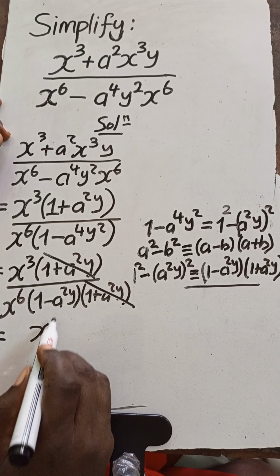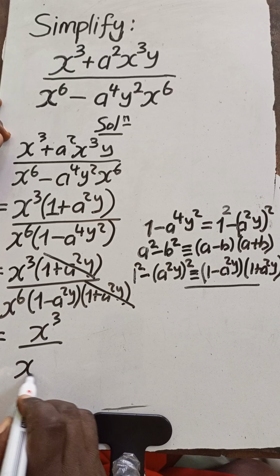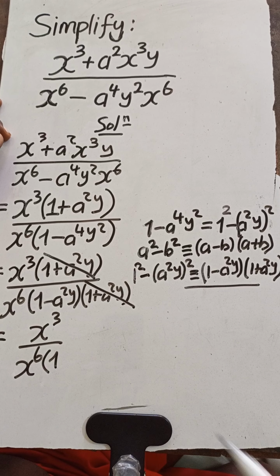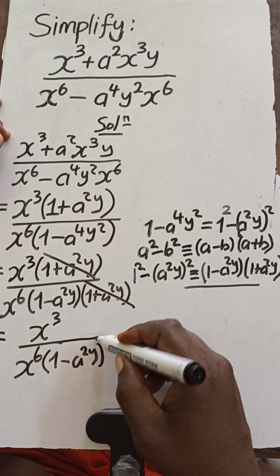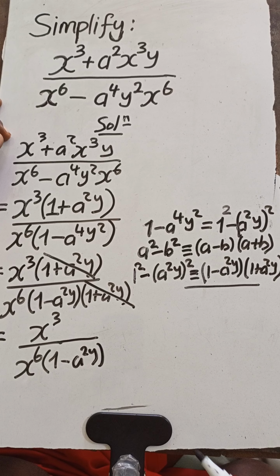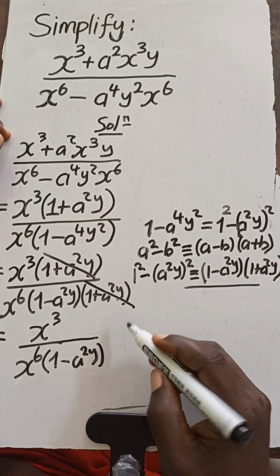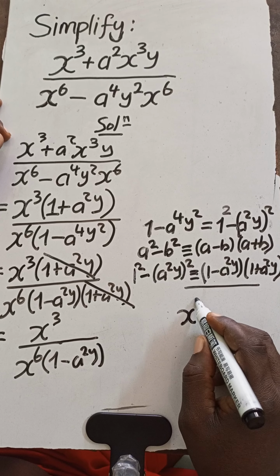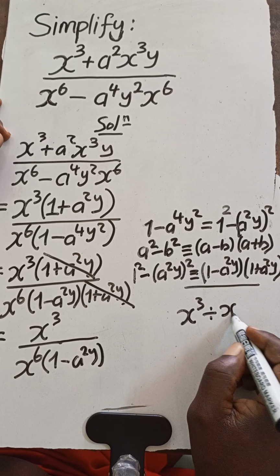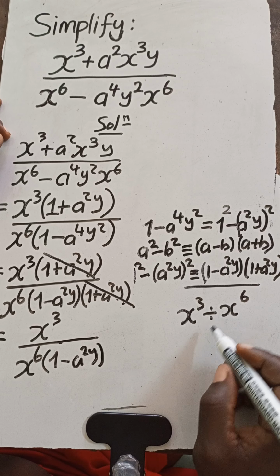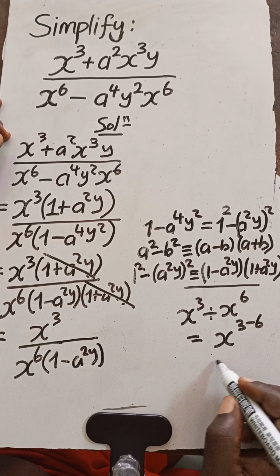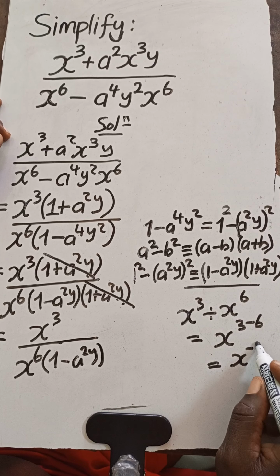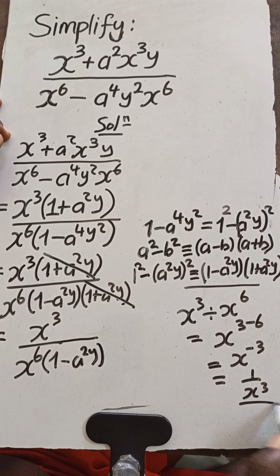giving us x cubed all over x to the 6 into (1 minus a squared y). This is not in the simplest form already. We have x cubed up and x to the 6. Remember, when dividing index expressions that have the same base, we simply subtract the powers. So it becomes x to the power 3 minus 6, which is x to the negative 3. And by the laws of indices, it is 1 all over x cubed.